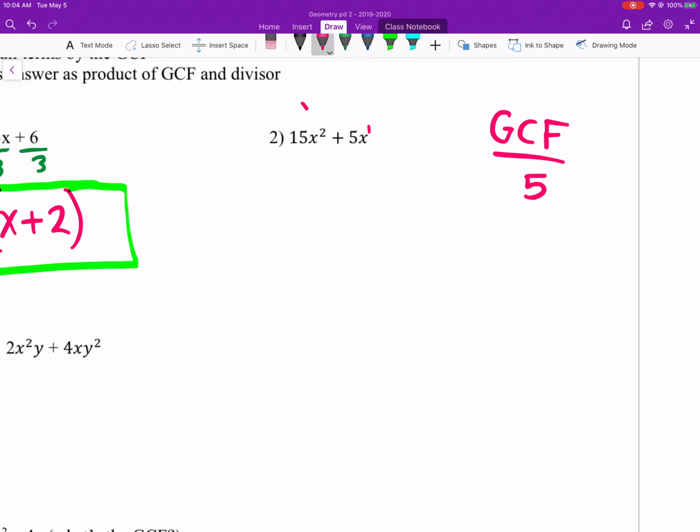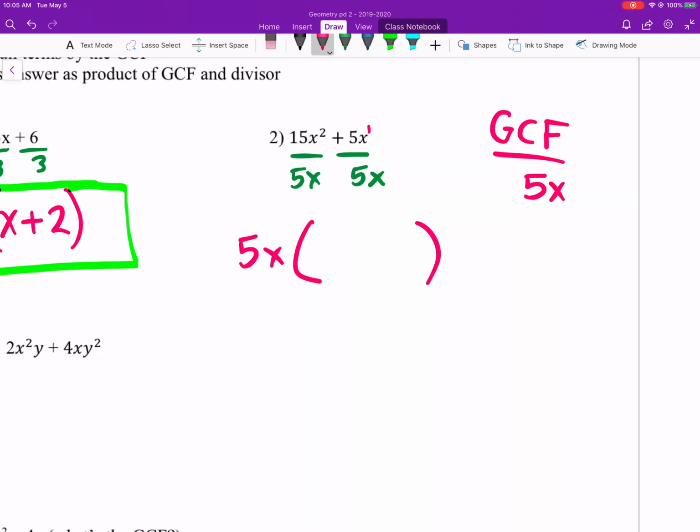X squared is really x times x. And x over here to the first is just x. So it's essentially saying how many x's are in common for both. All right, only one x is common for both. So that's why it's x to the first power. All right, so now let's divide both terms by the GCF, by 5x. Remember, you have to throw your 5x on the outside of the parentheses. You'll start to do that at the beginning.